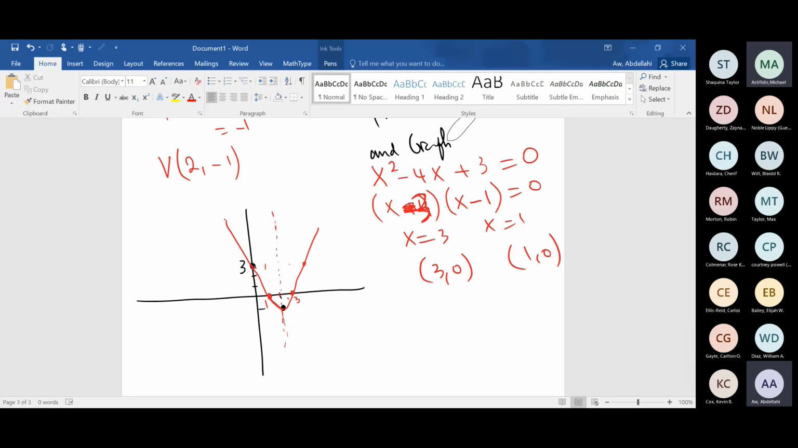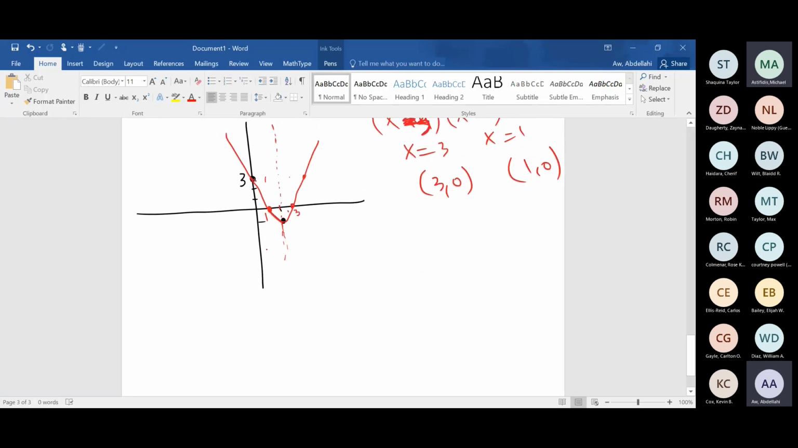So the y-intercept is very easy to find. The vertex, we know how to find it. The x-intercept is not something new. We just use the quadratic formula, or we just factor if the equation is nice enough, okay?